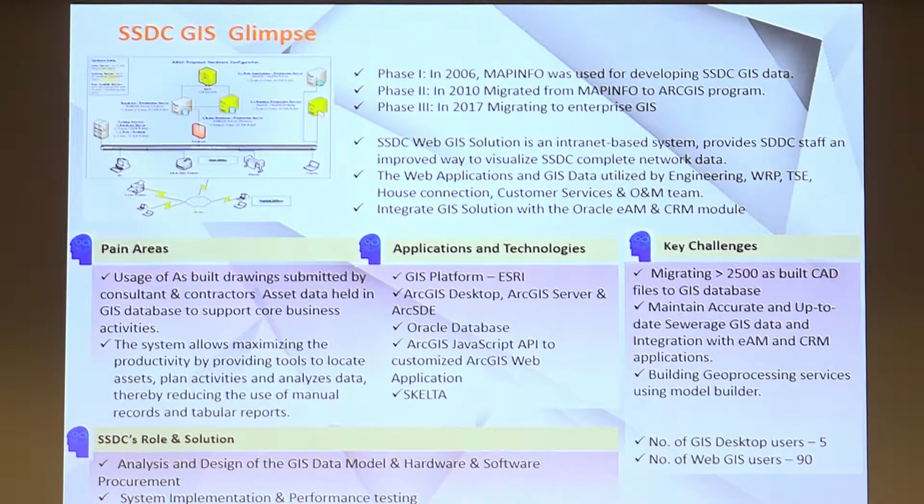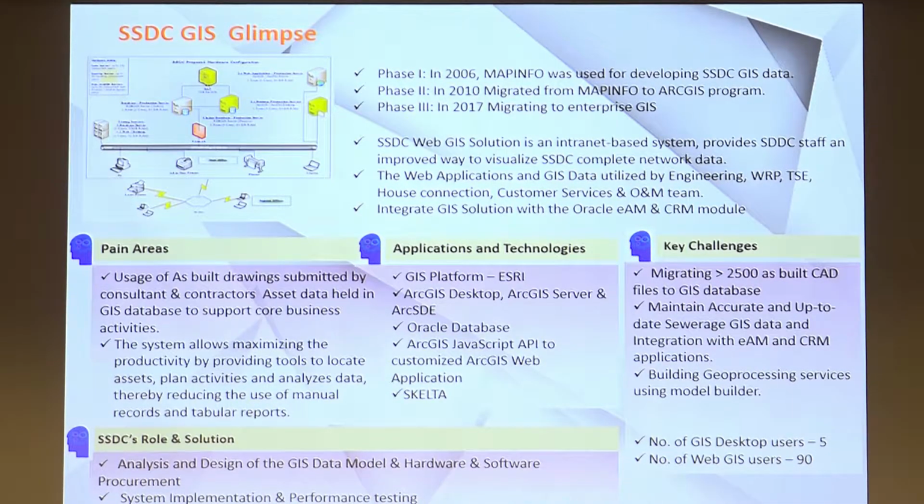This is our SSDC GIS major components. We started using GIS in 2006. Then we migrated to the higher platform, that is ArcGIS, in 2010. And in 2017, we are migrating to enterprise GIS. To migrate to this enterprise GIS system, we have some very basic requirements.